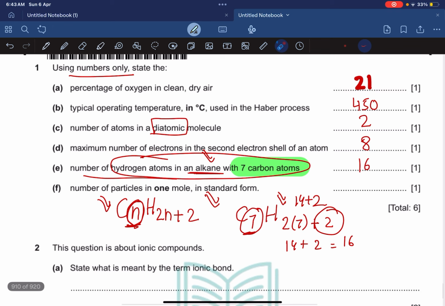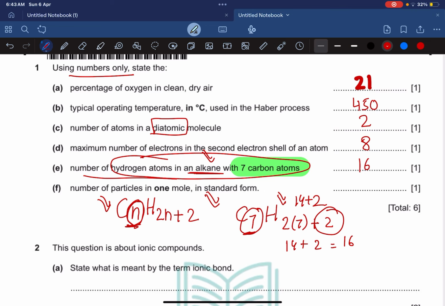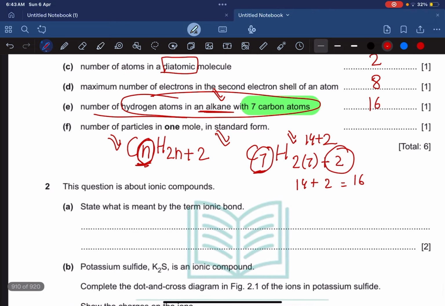Let's move on. The number of particles in 1 mole, in standard form. After the recent syllabus change, it has been added to the syllabus that you should know that 1 mole contains 6.02. This 02 is very important, because it is written in the syllabus that it should be 6.02 times 10 to the power 23 particles.